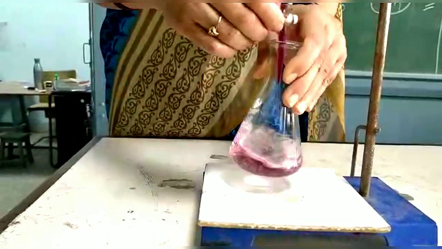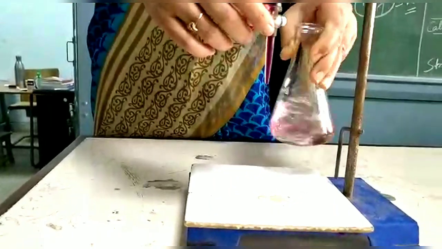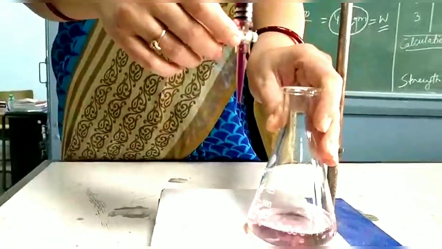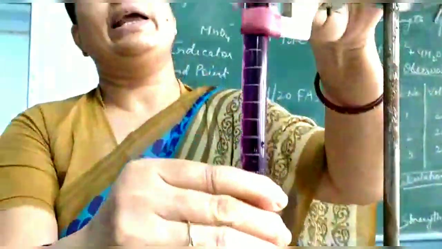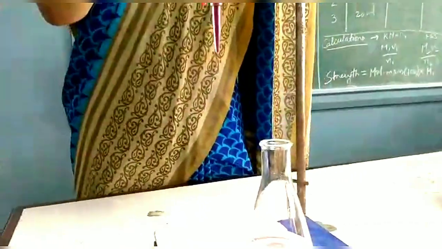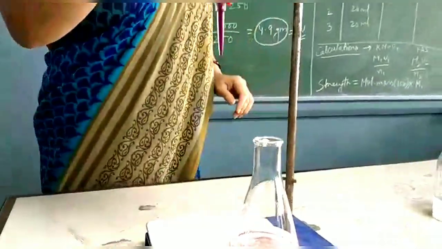At a particular point you can see some retention of pink color, which will not vanish. It does not disappear, and that would be the end point. So we have to note the reading. I'll show this reading to you. Can you see this reading clearly? Okay, let me check this reading, and I am having it as 19.3. So I'll just note down this reading in the observation table.